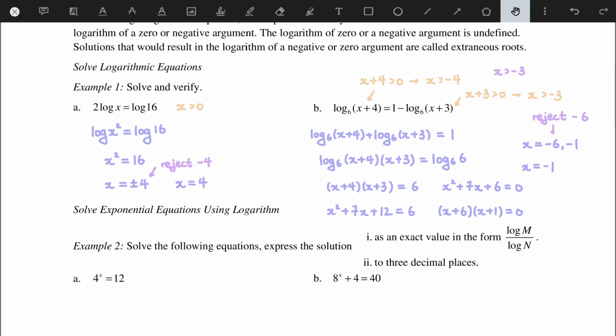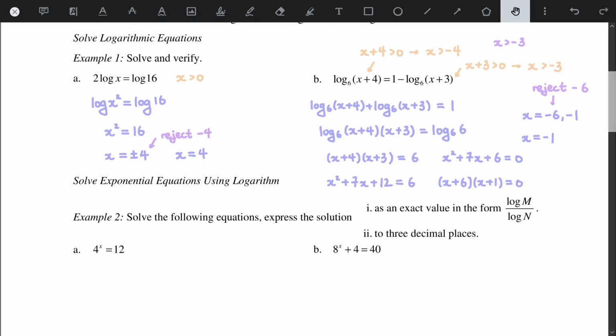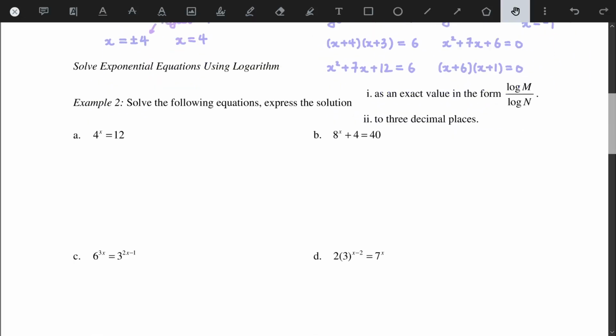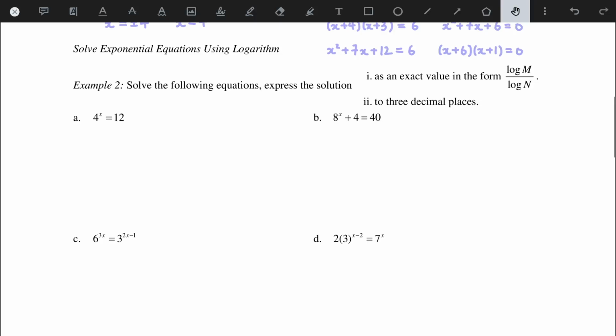Okay, so next we're going to look at exponential equations that we wouldn't have been able to solve before because in the previous unit we used common bases to solve exponential equations, and here these equations will not necessarily have common bases. So let's look at example 2a. We have 4 to the power x equals 12.